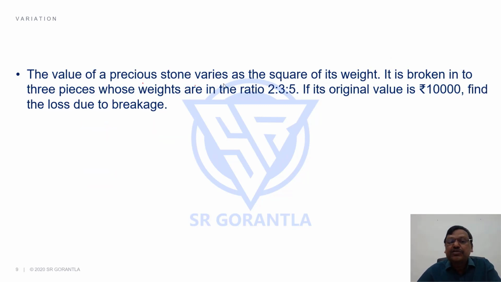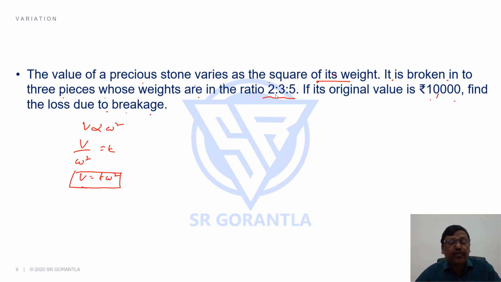The value of a precious stone varies as the square of its weight. It is broken into 3 pieces whose weights are in the ratio 2:3:5. If its original value is 10,000, find the loss due to breakage, a standard examination question. Now here, the value of a precious stone varies with the square of its weight. So V is proportional to W square, or V by W square is constant, or I can say V is equal to K into W square.